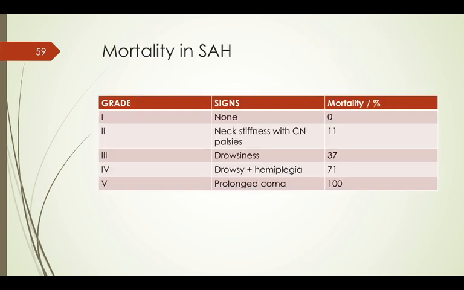Mortality. So mortality in subarachnoid hemorrhage, in terms of percentages, is listed here. So there's grading, basically, of the severity of the subarach. And as you can see, as you go down in severity with all these various signs, mortality starts to increase. So much so that if someone's in a coma, the likelihood of mortality is 100% there.